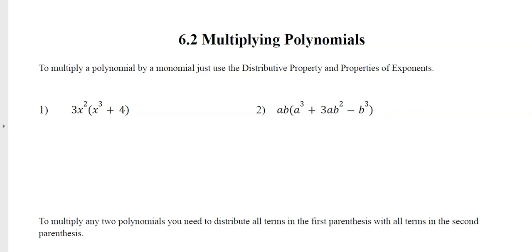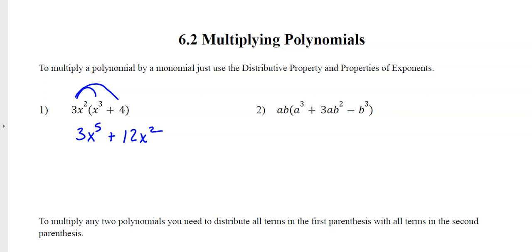Number one, to multiply a polynomial by a monomial, just use the distributive property. You also need to use your laws of exponents. So I'm going to distribute here. 3 times 1 is just 3. X squared times x to the third, remember, we add the exponents, so that's x to the fifth. And I'm going to get 12x squared. And those aren't like terms, so that's as good as I can go.